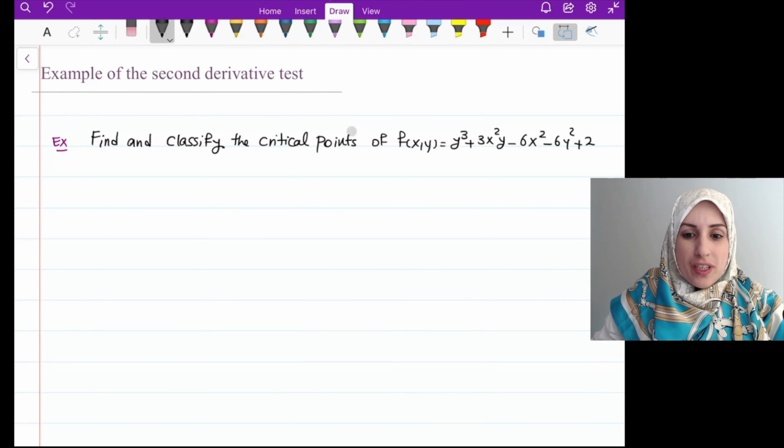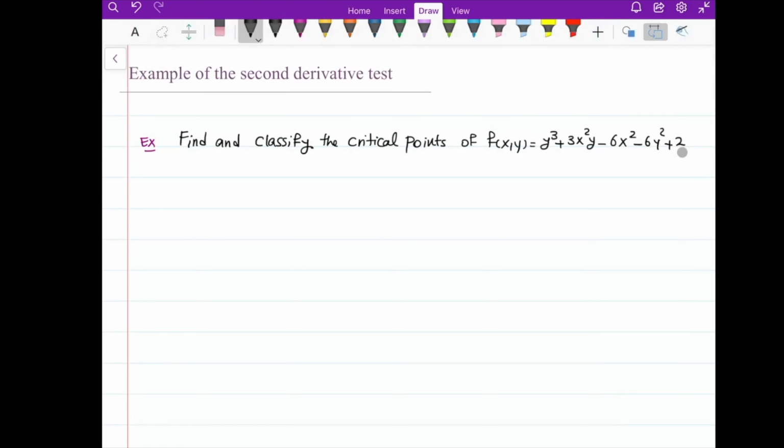In this video, we're going to solve one example of how to classify critical points of the function y cubed plus 3x squared y minus 6x squared minus 6y squared plus 2. So let me start. If I want to find the critical points, since I have a polynomial in here, I just need to check the first derivative with respect to x and the first derivative with respect to y.